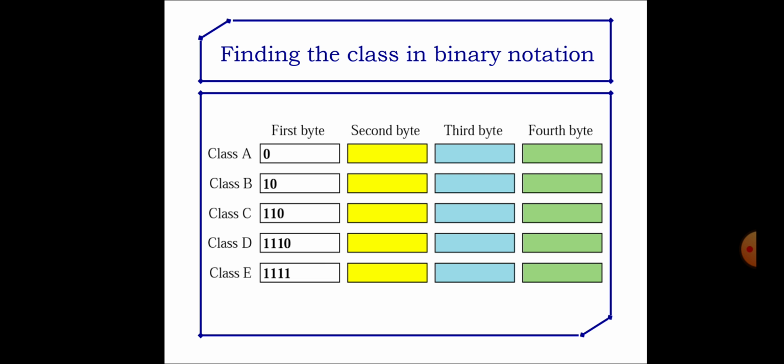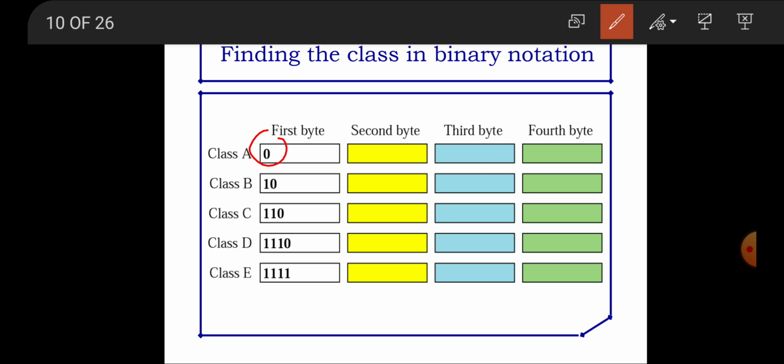So first we can see class A. The first bit is a 0. Okay, in class A, every time the first bit, or you can say the MSB, is a 0. In class B, the first two bits are 1 0. In class C, they are 1 1 0. In class D, 1 1 1 0, and in class E, 1 1 1 1. Okay, so this is how we can decide the class.